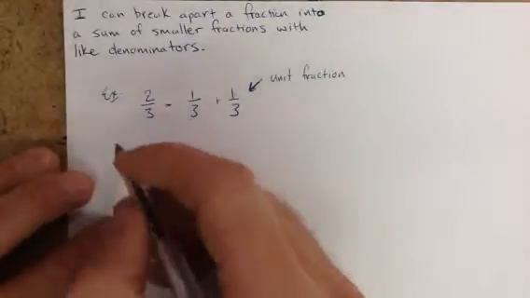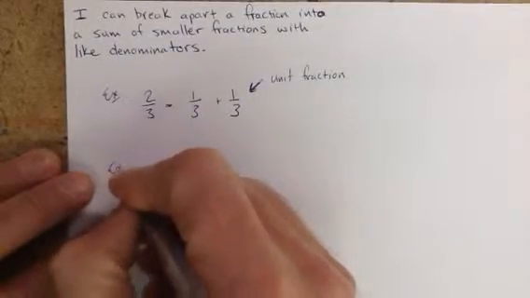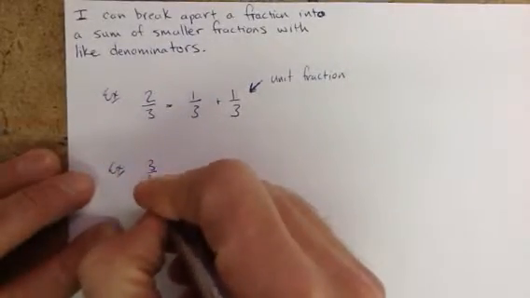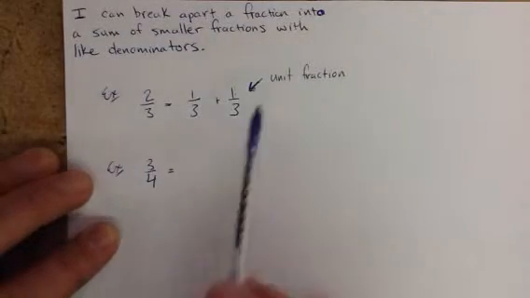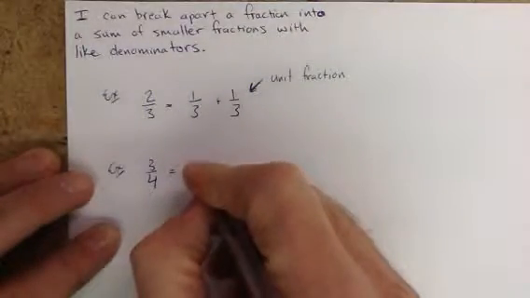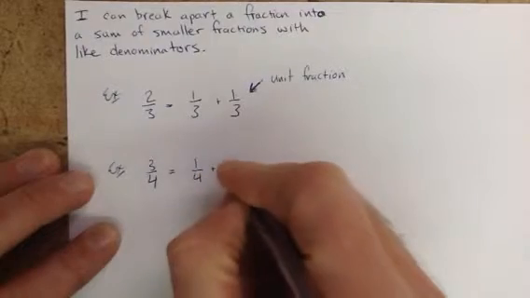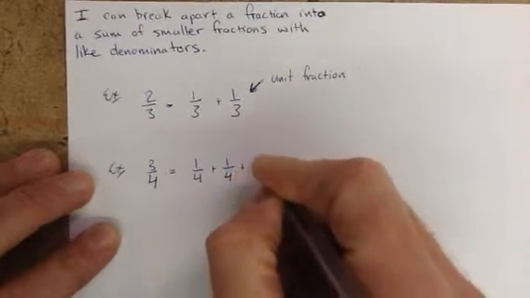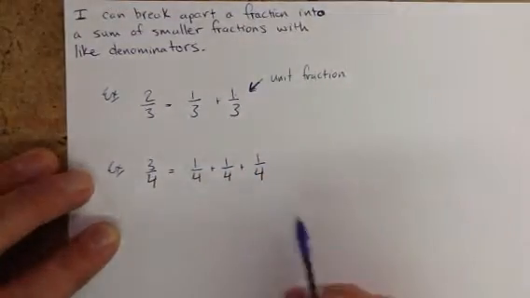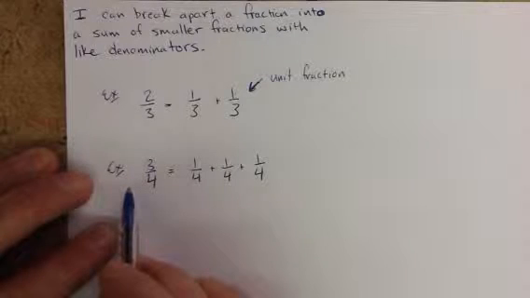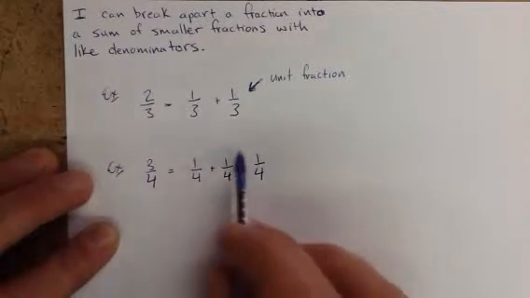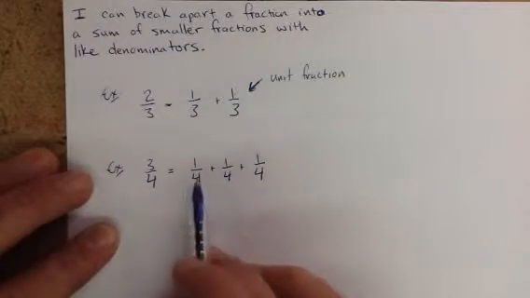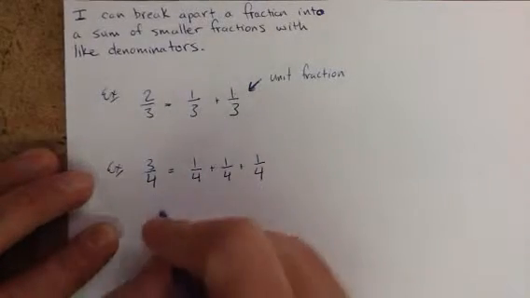Let's look at another example where there's multiple ways. Let's look at 3/4. Well, once again, I could break 3/4 into unit fractions as well. That'd be 1/4 plus another fourth plus a third fourth to get me 3/4. So 3/4 would be the sum of these smaller fractions that all have common denominators.